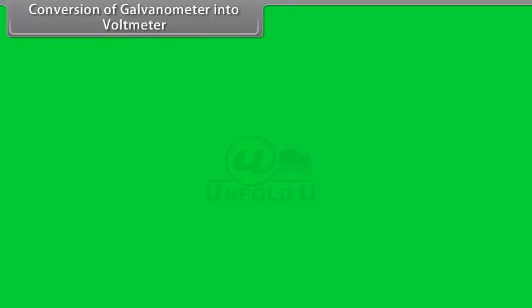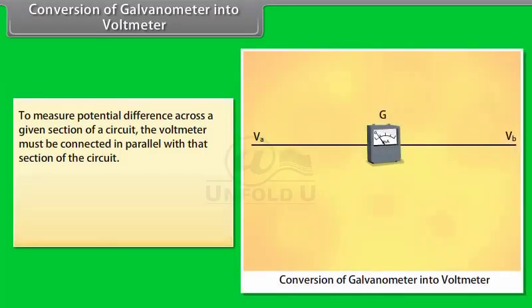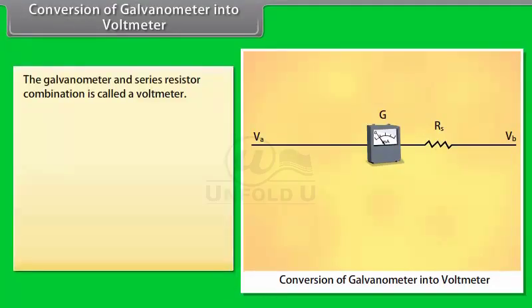Conversion of galvanometer into voltmeter. To measure the potential difference across a given section of a circuit, the voltmeter must be connected in parallel with that section of the circuit. The range can be extended, and at the same time, the equivalent resistance can be increased by connecting a resistance in series with the galvanometer. The galvanometer and series resistor combination is called a voltmeter.